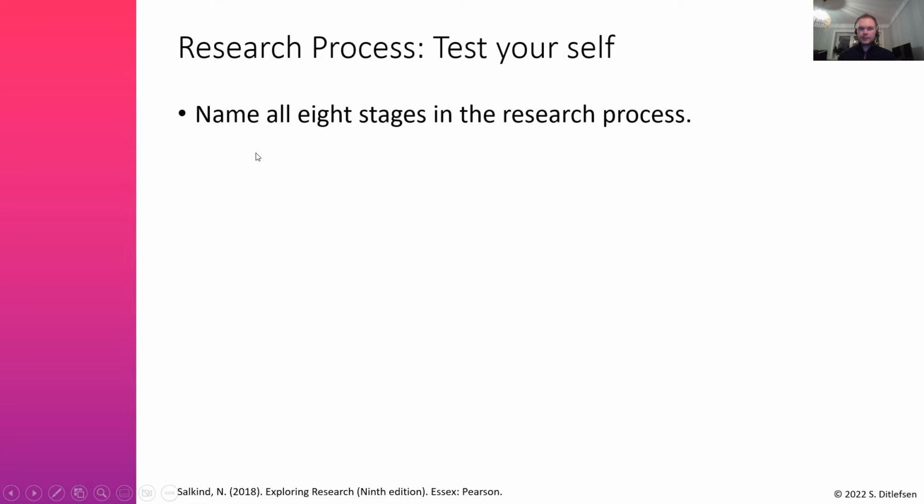Okay, name all 8 stages in the research process. So there were 8 stages. Number 1, asking questions. Number 2, identifying important factors. Really important. Number 3, hypothesis, stating hypothesis. Number 4, collecting information. Number 5, testing hypothesis. Really important stage to test the hypothesis.